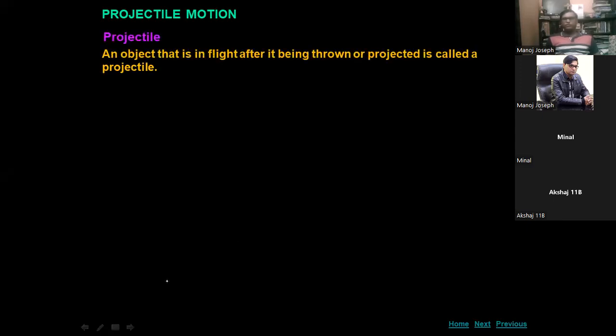So projectile motion. Projectile motion. So what is a projectile? A projectile is an object that is in flight after being thrown or projected. We can say it is an object which is moving in the air without being propelled by any fuel or an engine. There is no engine, there is no fuel in the body, though it is moving, or it is in flight. So that object is called a projectile.